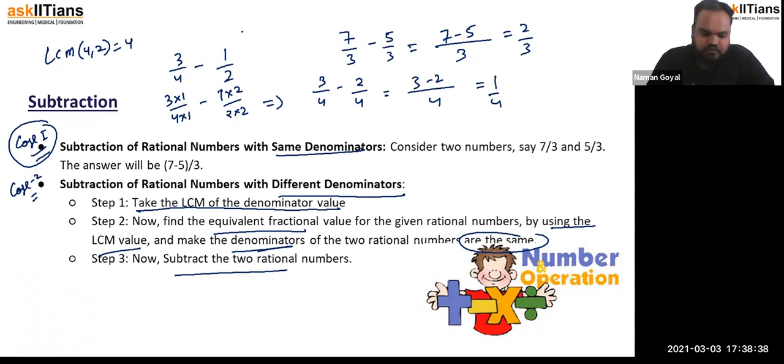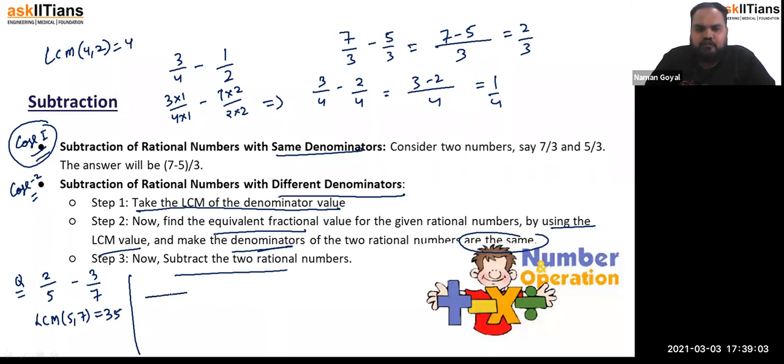Now see, the next question we have to solve is 2 by 5 minus 3 by 7. Now we have to find the LCM of 5 and 7. So the LCM of 5 and 7 is 35, right? So 35 is the LCM.